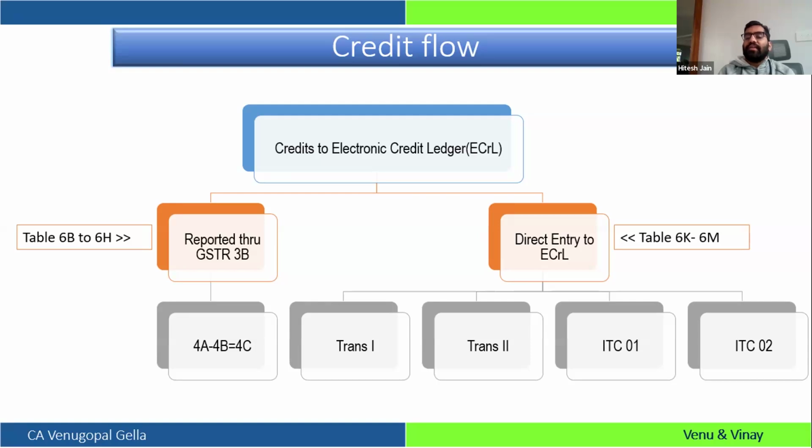But with regard to ITC-01 and ITC-02, there is a transfer of a business, or an amalgamation, merger or demerger of a business, when one business entity gets converted into a different business entity. For example, when a proprietorship firm gets converted into a partnership firm, or a partnership firm gets converted into a company, such ITC-02 forms need to be filed, whereby the ITC lying in my old registration gets transferred to the new registration. So all these credits directly reach my electronic credit ledger without routing through GSTR-3B.